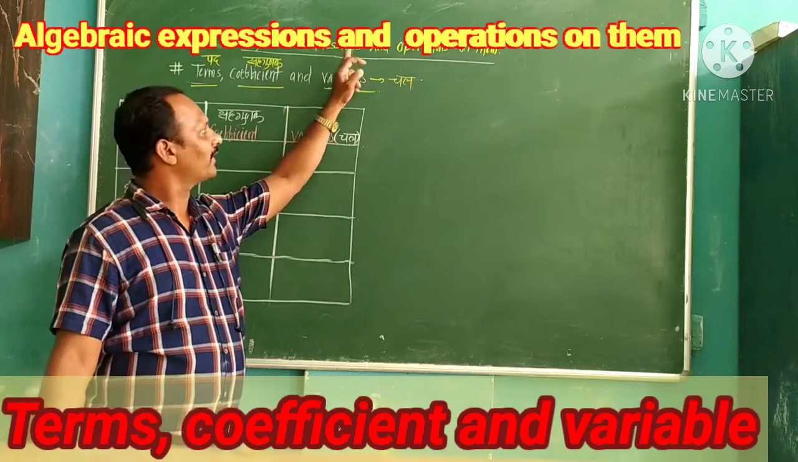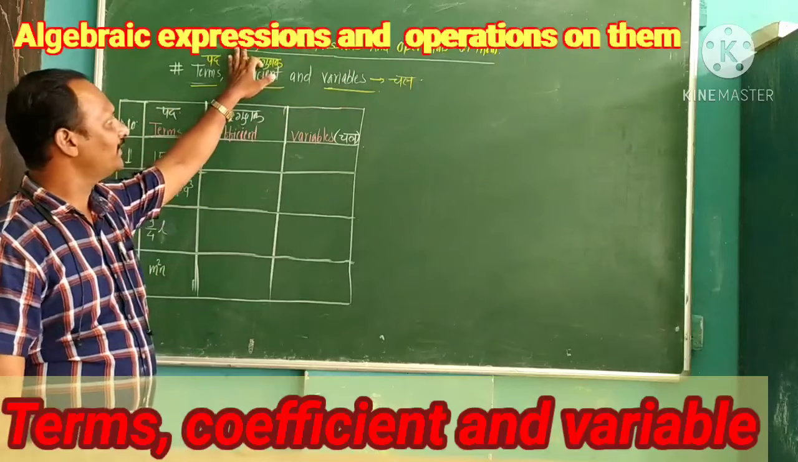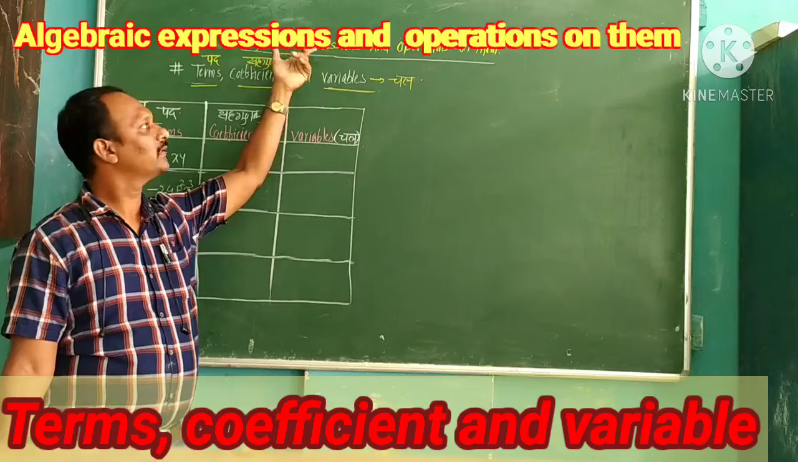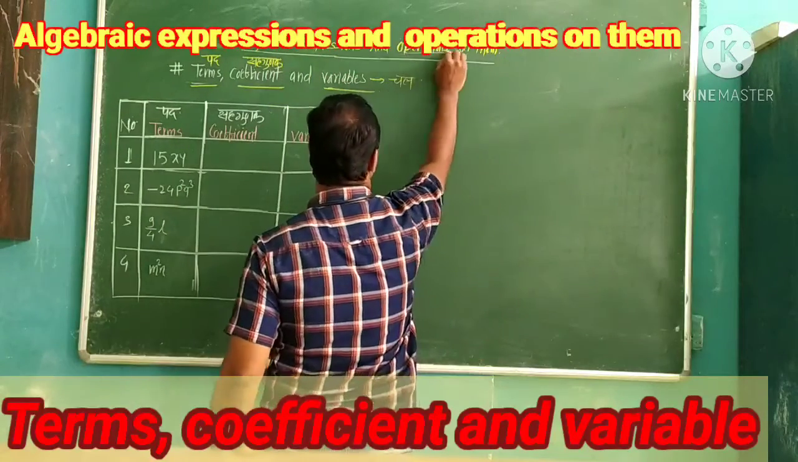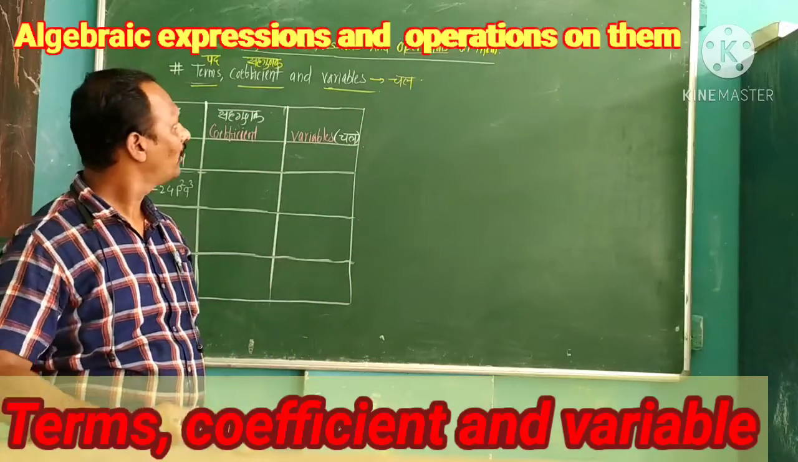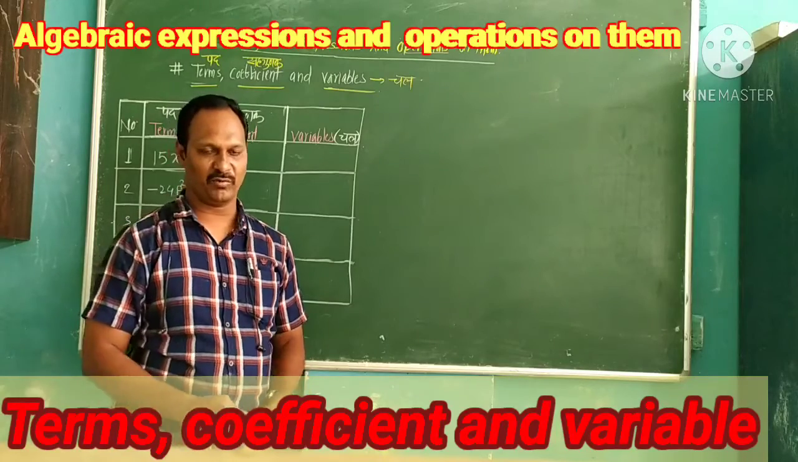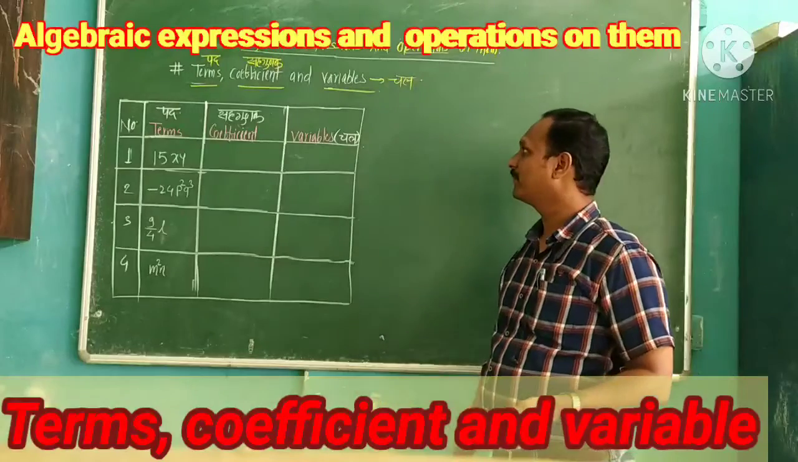Algebraic expressions and operations on them. Algebraic expression in Marathi is called Baijik Rashi, and operations means kriya. Last time I said operation is kriya. What are the operations? Addition, subtraction, multiplication and division.